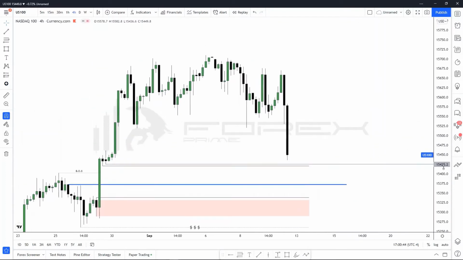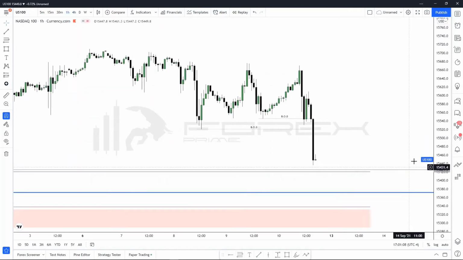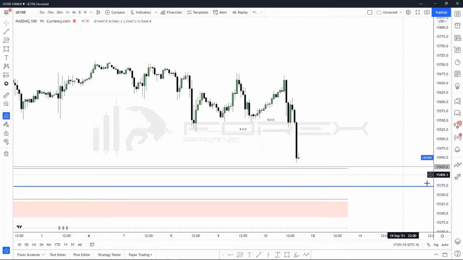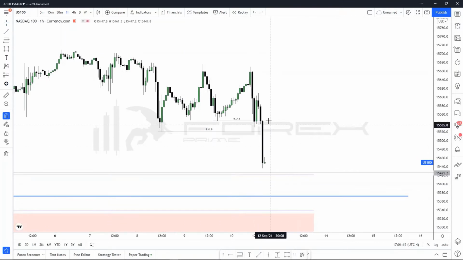As for short opportunities, you can see that we did break structure right here, that low right there. And obviously we do have this low right here which price broke. All right, so if price decides to make a retracement towards the upside, let's see what we have on the 1 hour. You can see we do have a gap that price needs to fill in right here.